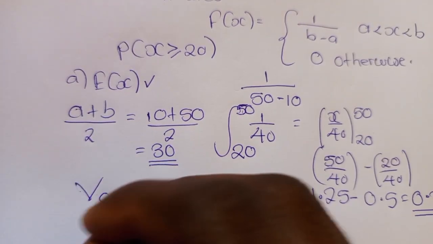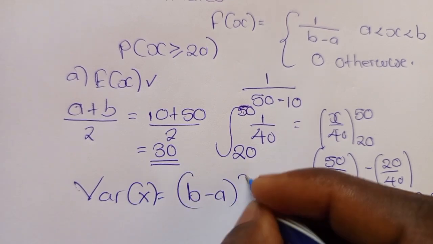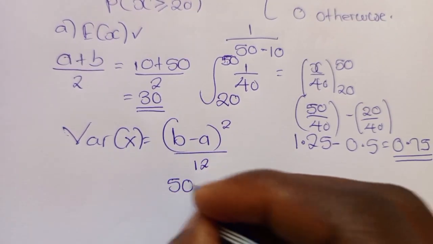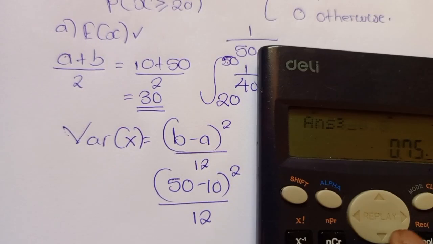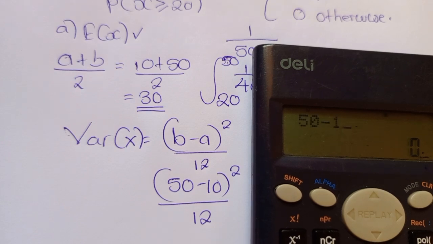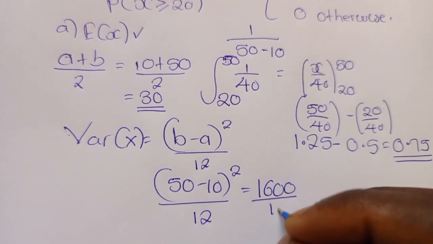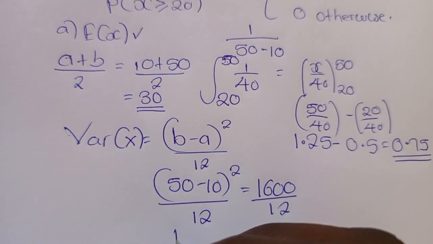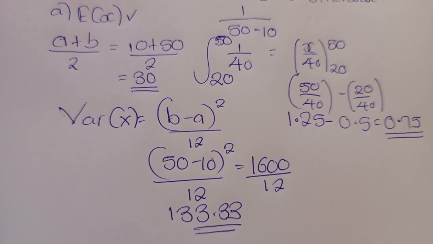Then to calculate the variance of x, the variance of x is given by b minus a squared divided by 12, where the value of b in this case is 50 minus 10 to the power 2 divided by 12. So 50 minus 10 is 40, to the power 2 is 1,600. Then we divide by 12. When we divide by 12, you get the answer to be 133.33. So this is the variance.